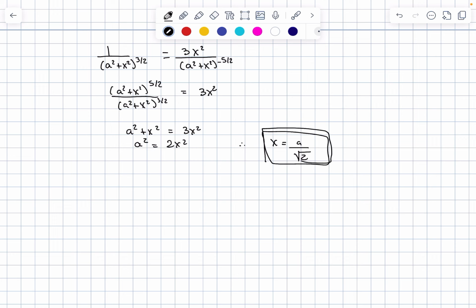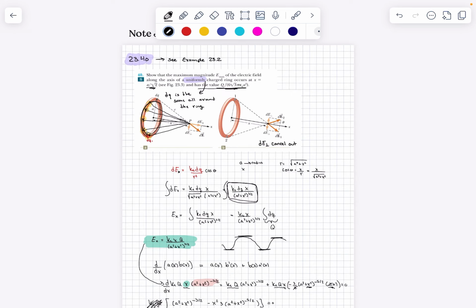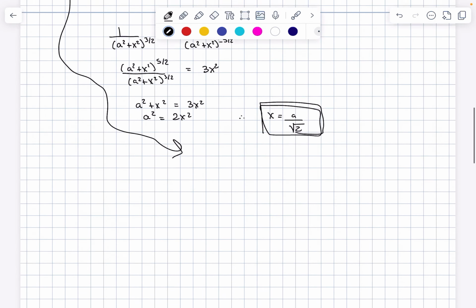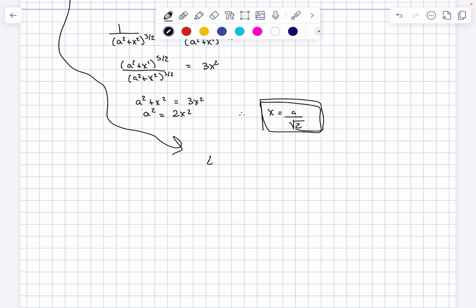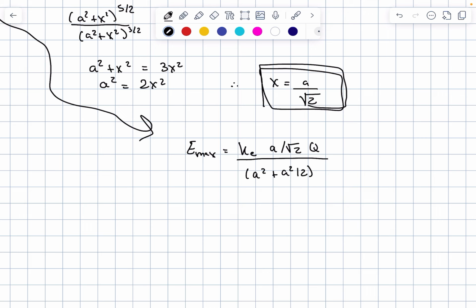Now, if we go back to the question, it says, show that its maximum value is at that position that we showed and has a value of this. Now we're just substituting things in. So we know what our expression for E is, right? So way up here, I'm going to drag this down and we're going to plug in x to the equation. So then E max is equal to k_e a over square root of 2 times Q over, and then we have a squared plus a squared over 2 to the power of 3/2.